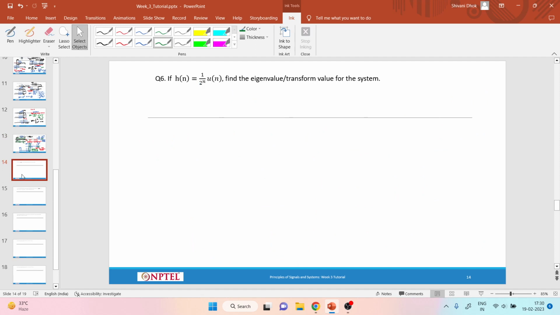Okay, so that was all for convolution, and now we'll look at the eigenfunction and transform thing. I am given this impulse response, h of n equal to 1 by 2 power n u of n, and I need to find the transform value for this system. It was seen in the lecture that if your x of n is of the form z power n, then this is basically an eigenfunction for your LTI system.